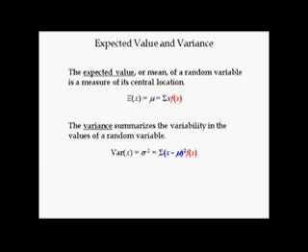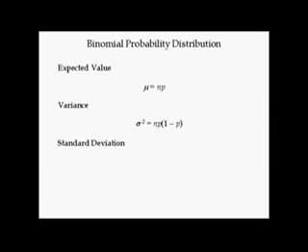To compute the expected value and variance of a binomial probability distribution, we can use the following equations or the following shortcuts. The expected value, mu, equals the number of trials times the probability of success. The variance takes the mu and multiplies it by the probability of failure: n times p, mu, times 1 minus p, the probability of failure. The standard deviation is just the positive square root of the variance.